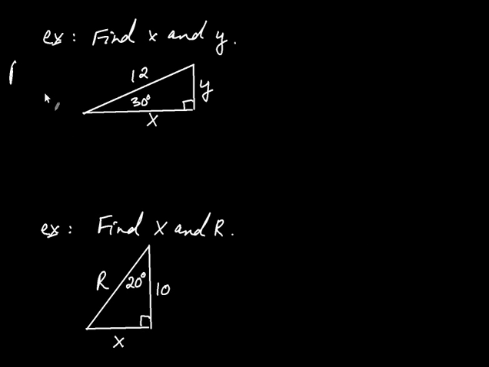Okay, so on this first one, let's first of all get rid of that. So what are we asked to do? We're given some information about this triangle, right? We're given the hypotenuse is of length 12, and we're given that this angle is 30 degrees, and we're asked to find x and y.